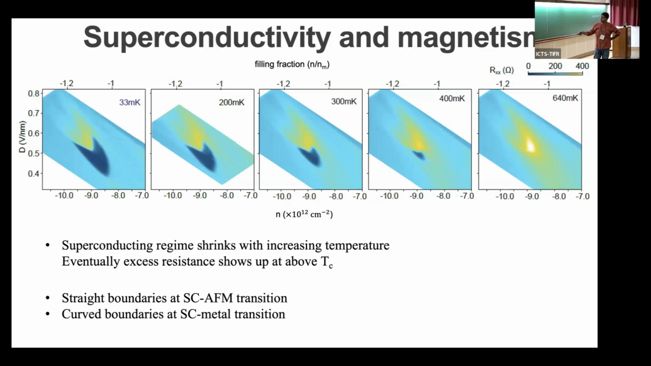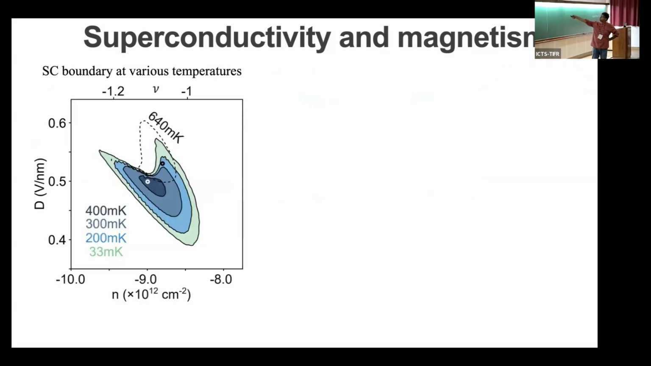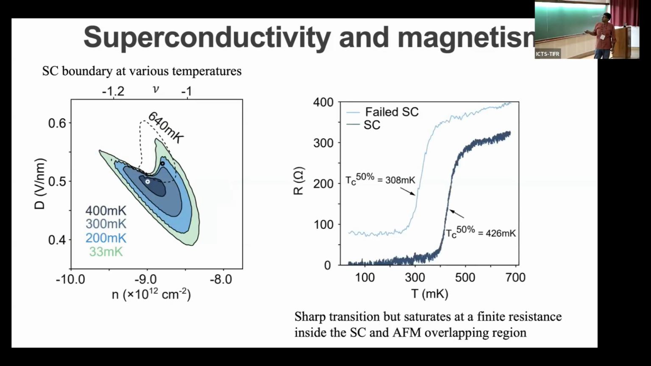Yeah, so straight boundaries of the antiferromagnet and curved boundaries of the metal. And this is sort of a contour plot of where superconductivity lives at different temperatures, telling you essentially the same thing. If you go across this boundary, if you're very close to this boundary between the superconductor and the antiferromagnet, what you very often see is the remnant of a transition, but then it goes to a non-zero resistance at low temperature. And this could be a signature of perhaps phase coexistence. That's possible. Could be other reasons too. But you see that there's still a fairly sharp superconducting transition and then non-zero resistance if you're very close to this boundary.